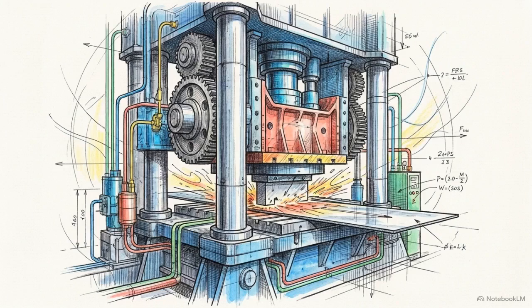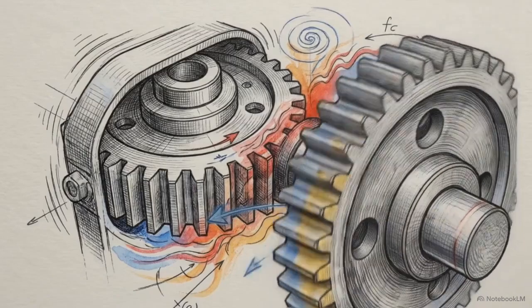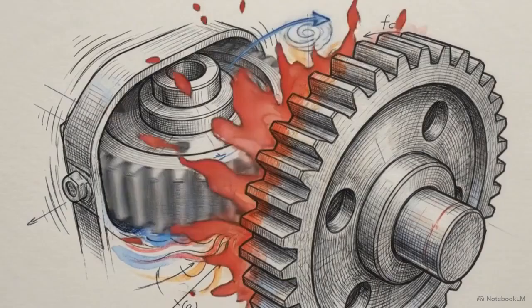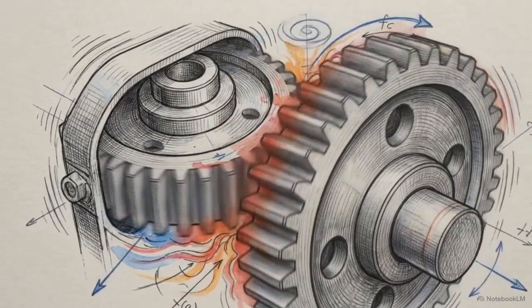Every mechanical system that moves also vibrates. In engineering, vibration is defined as the repetitive oscillation of a mechanical system around an equilibrium position. When parts move, they shake.